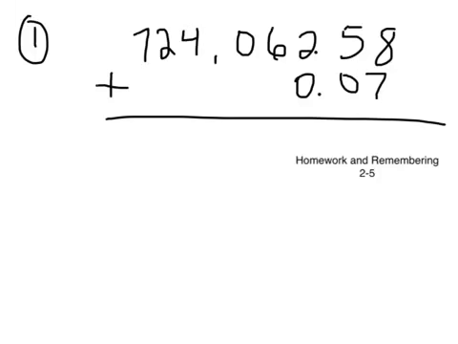Okay, looking at homework and remembering Unit 2, Lesson 5. On our homework side, I wanted to look at number 1. You really have to have a good sense of place value to do numbers 1 through 4 and to understand how these different vocab words like increase and decrease, add or subtract, how they affect a number.